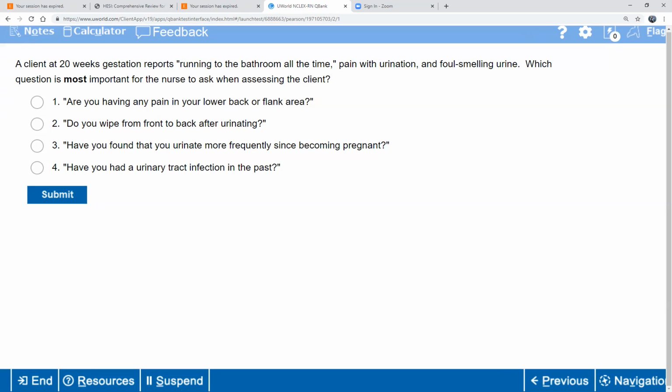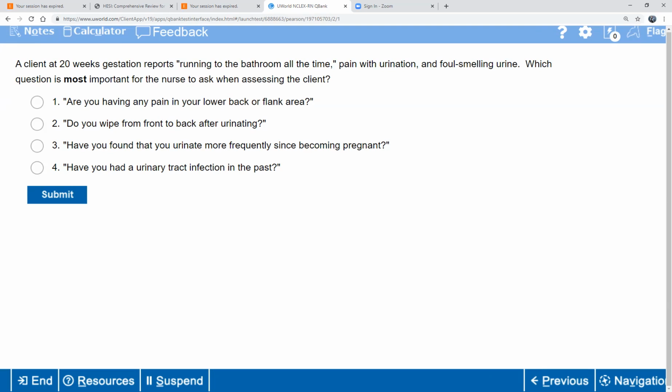So foul smelling urine, that's bacteria infection. Okay. Yeah, and pain, she is 20 weeks gestation. Pain accompanied with that foul smell, and especially in the lower back, it's not a good sign. That's my logic behind my number 1.